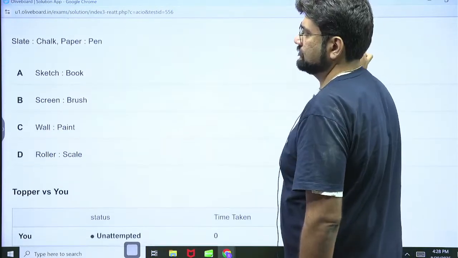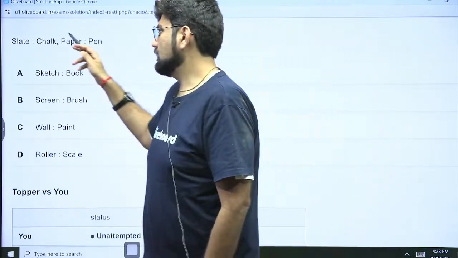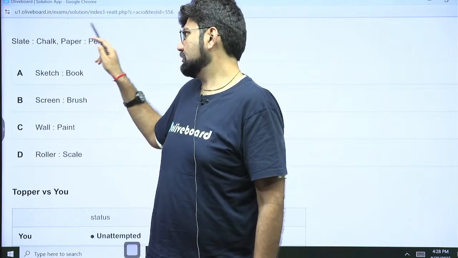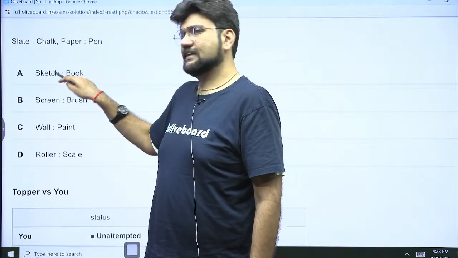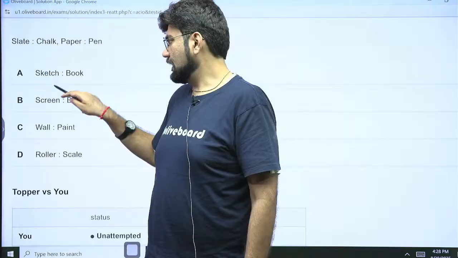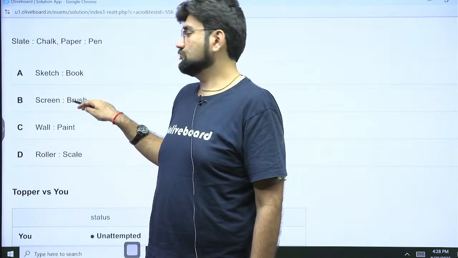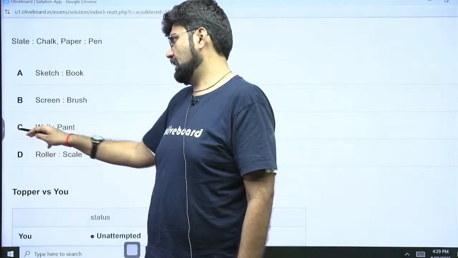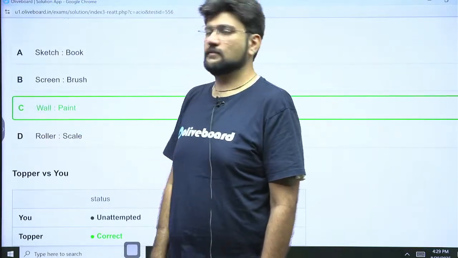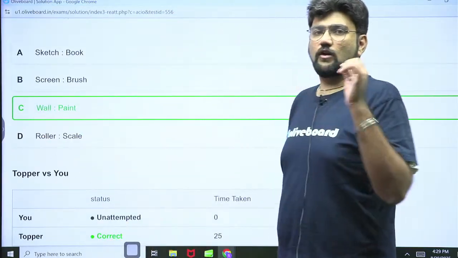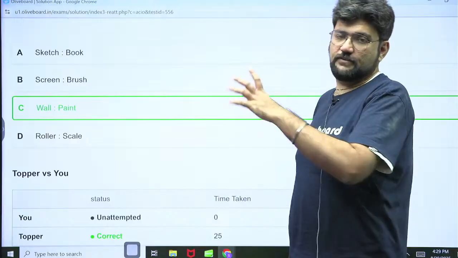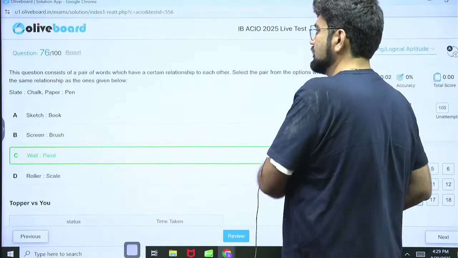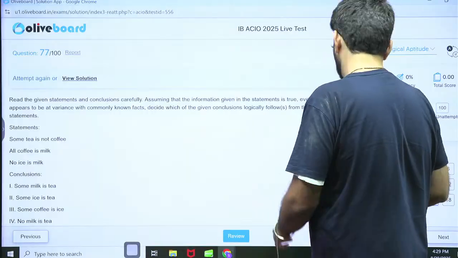Slate, chalk, paper, pen. So I write on the slate with a chalk. I write on the paper with a pen. I write on the sketch with a book. I write on the screen with a brush. I write on the wall with paint, and I write on the roller with scale. I think this is the only one which makes most sense. Option C is my answer. So always remember form statements if it is a word-based analogy. 25 seconds, very good. Next.